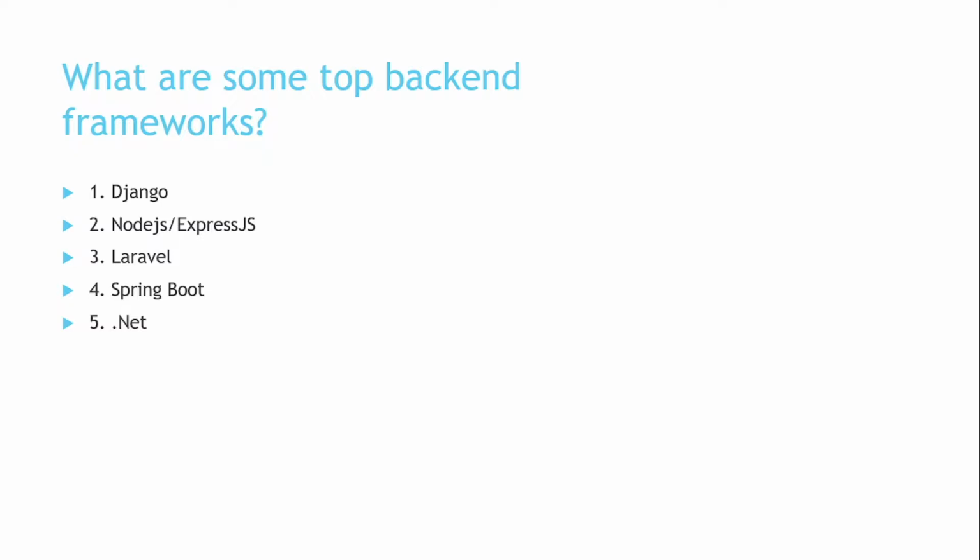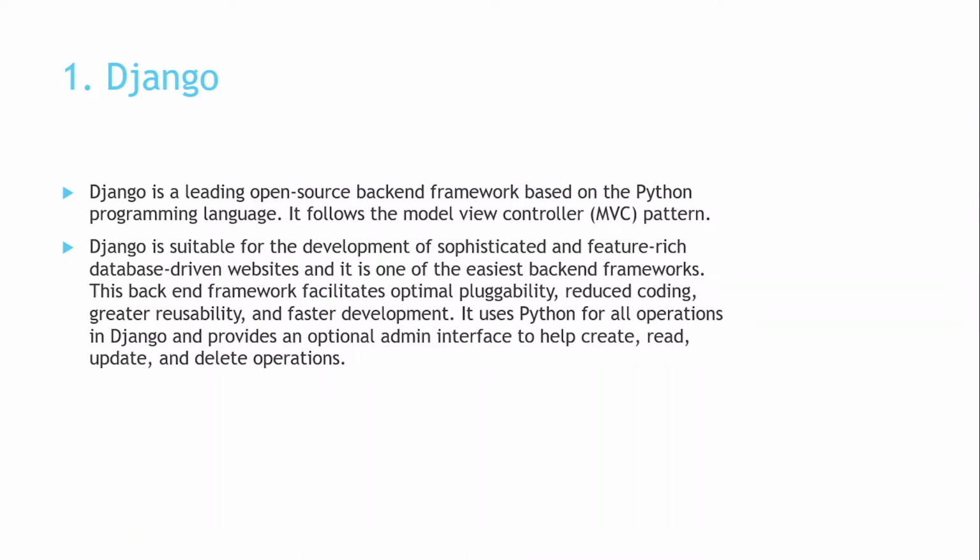All these frameworks are there, but what should we use and when should we use one over the others? When should we use Django, Node.js, Laravel? What are the advantages of all these? Let's understand that. The first one is Django. Django is a leading open source backend framework based on the Python programming language. It follows the model view controller pattern, which we generally use in modern applications. So Django is basically the Python framework. If you know Python, then that is your best friend if you are jumping into backend development.